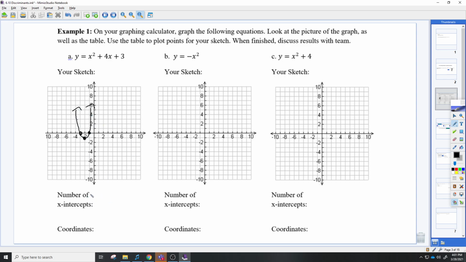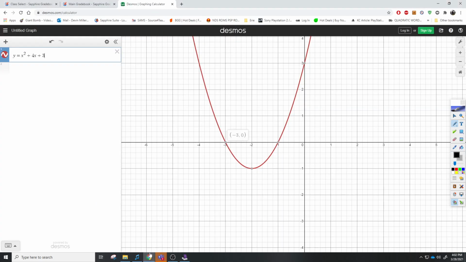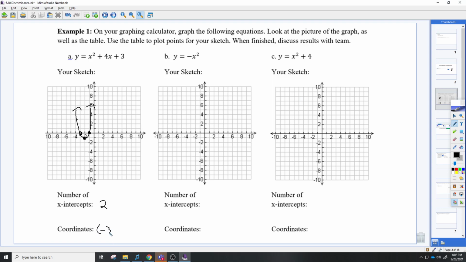How many x-intercepts do we have? Well, we look at this. There's 1, 2. It crosses it 2 times. That's all I'm asking. How many are there? And then we'll state what the coordinates are of those. And then if we looked at the Desmos again, it says -3, 0, -1, 0. So there's our coordinates. It's a little easier to do this than even using the graphing calculator a little bit. We'd have to bring up a table and look and see.